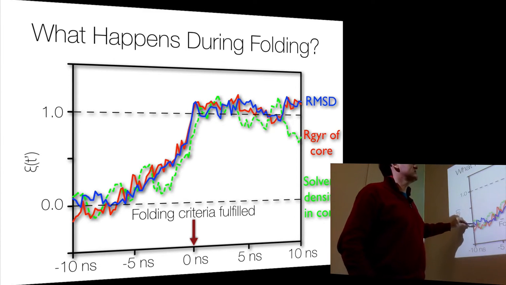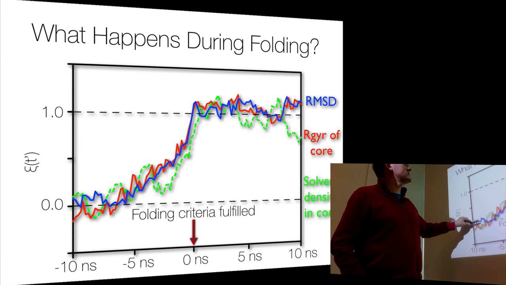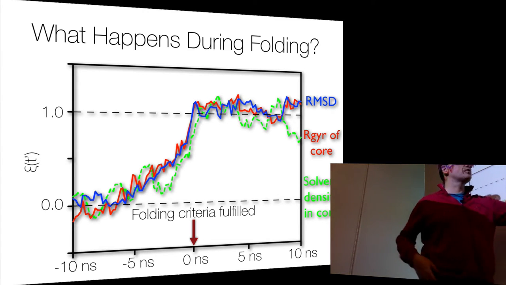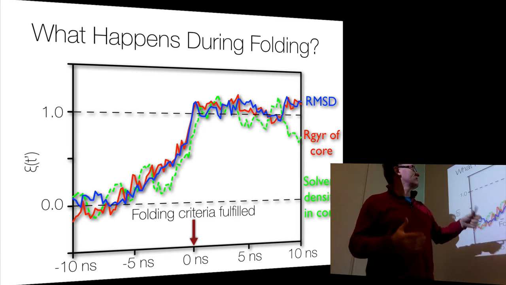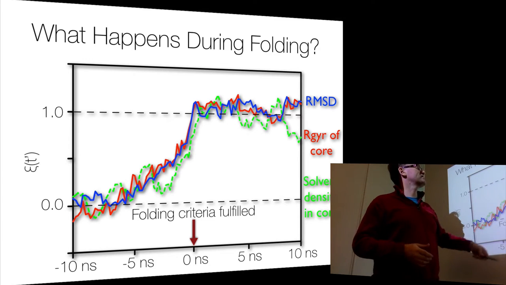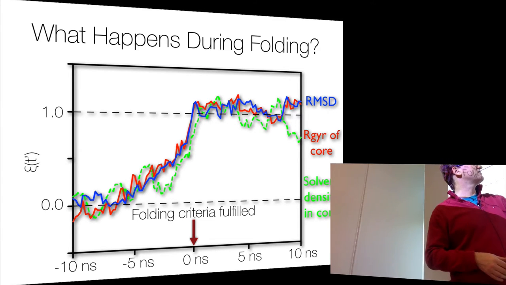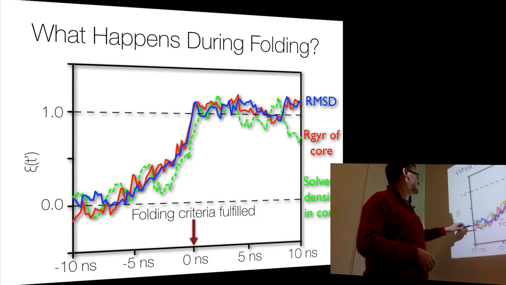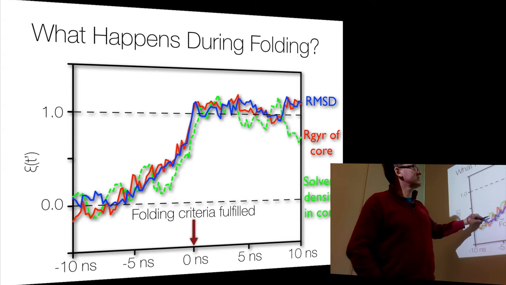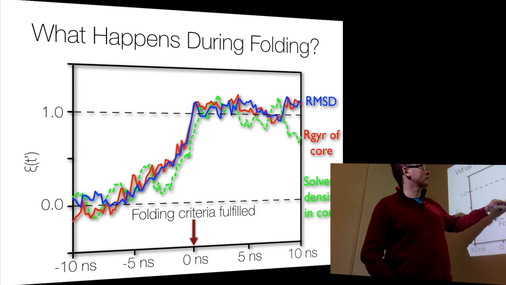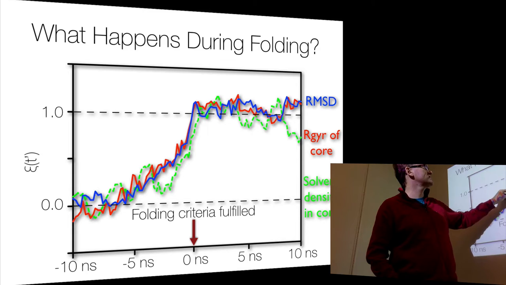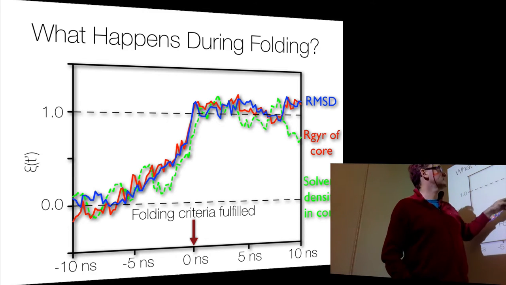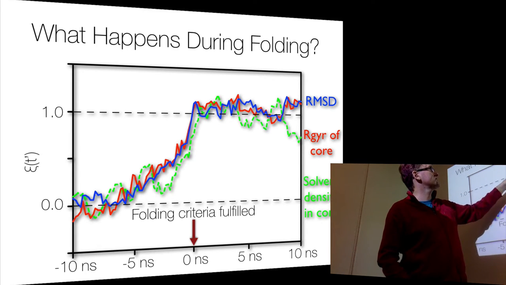And then it turns out that the first thing that happens here is that the radius of gyration of the core goes down. You might actually see that it goes up here, but all these things have completely different y scales. So I've just said that one corresponds to the value in the folded state and zero in the unfolded state. So what first happens is that the radius of gyration on the core approaches the value it should have in the folded state, and the RMSD, the atom coordinates, approach the value in the folded state.